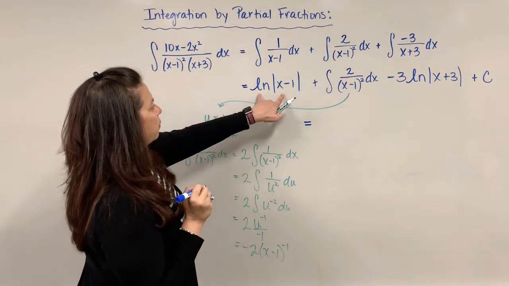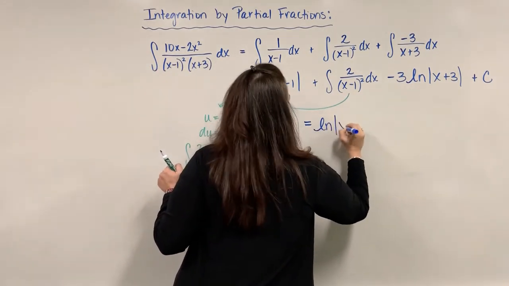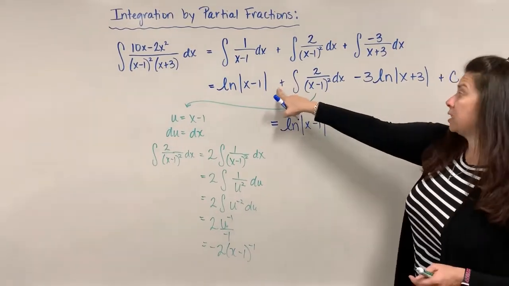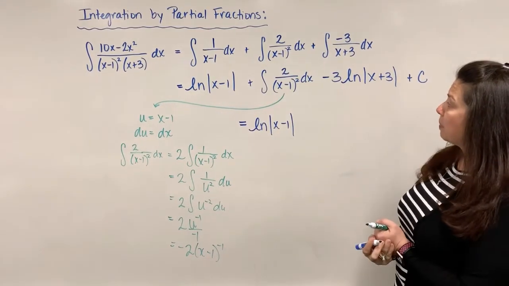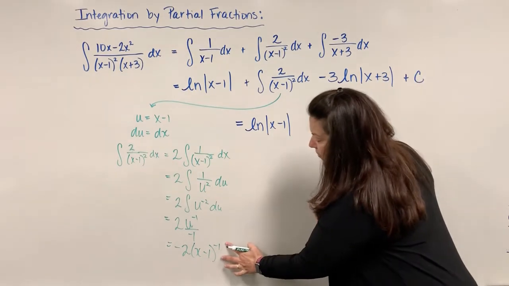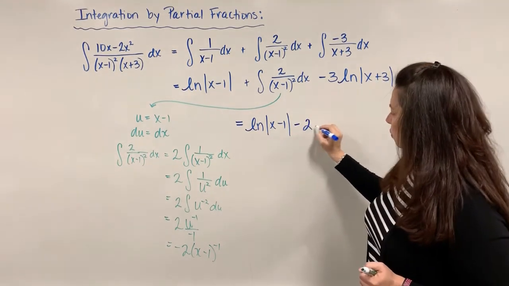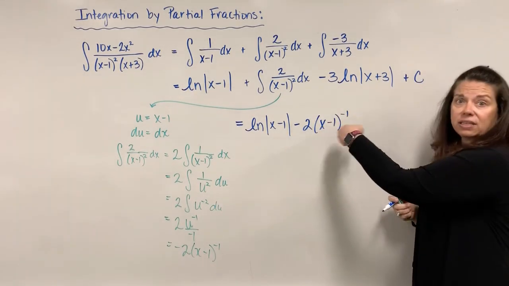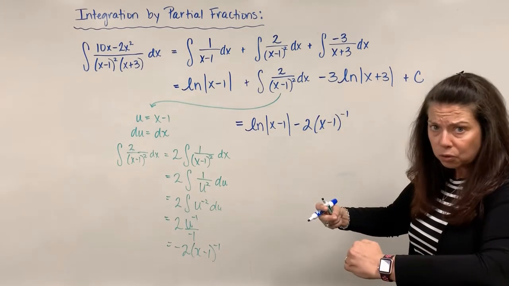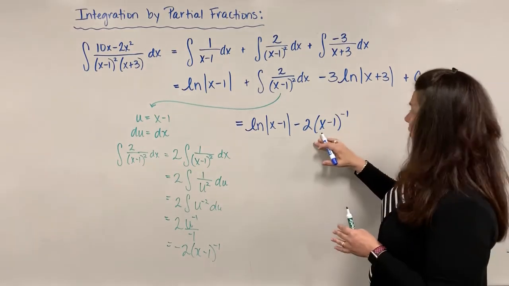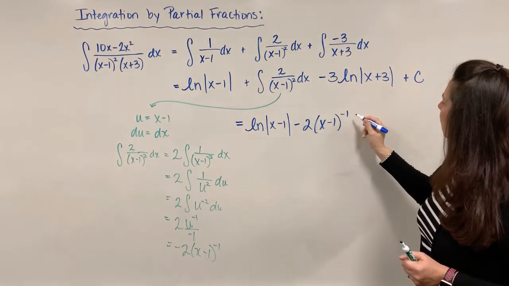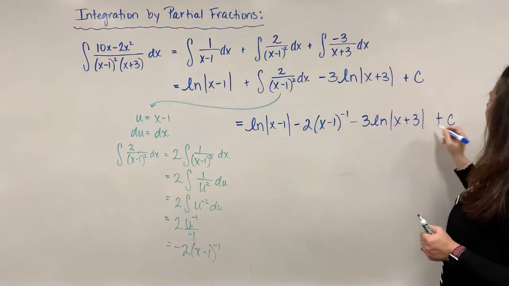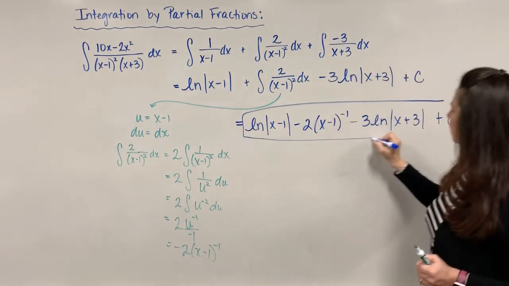This is equal to, let's go ahead and rewrite this first part, natural log of the absolute value of x minus 1, and then pick up here this integral that's being added, so plus the integral of 2 over x minus 1 quantity squared dx, which in turn becomes this quantity. So I have minus 2 times x minus 1 to the negative first power. And it's perfectly okay to leave this with a negative exponent. But if you really want, you could put it down in the denominator. But no need, you can leave it just like this. And then continue on, minus 3 natural log absolute value of x plus 3 plus c. And after all of that, I'm going to box this as my final answer.